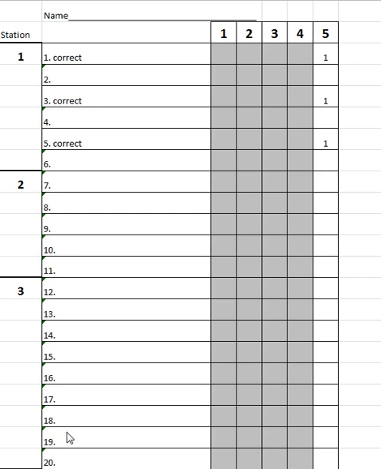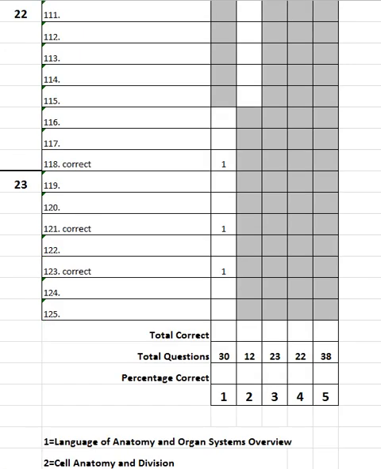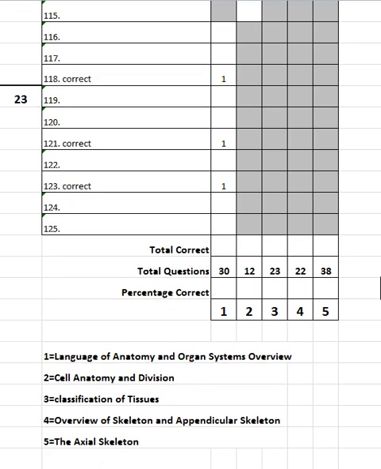125 items. Now let's go to the bottom of the answer sheet. So here we are at the bottom of the answer sheet. Let me go down just a little further here. All right, here we are. Notice that we have 3 labeled rows here: total correct, total questions, and percentage correct. The total questions are provided to you.